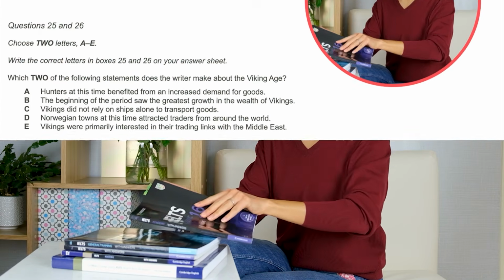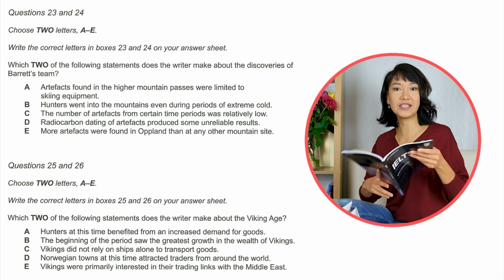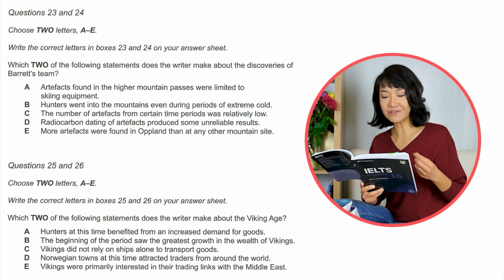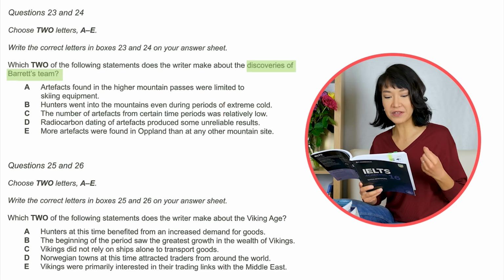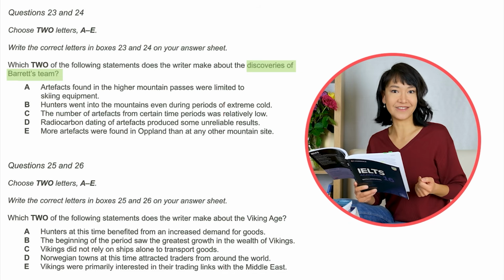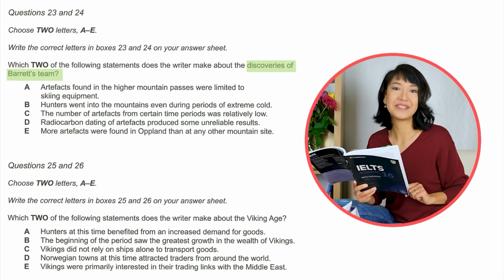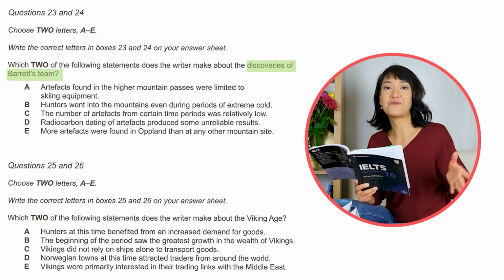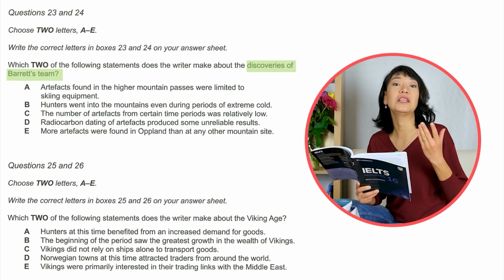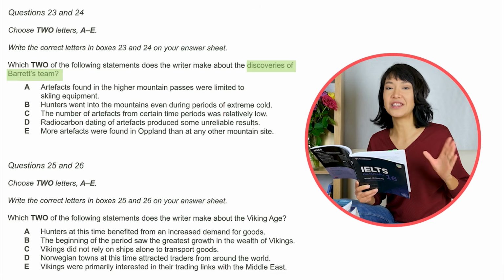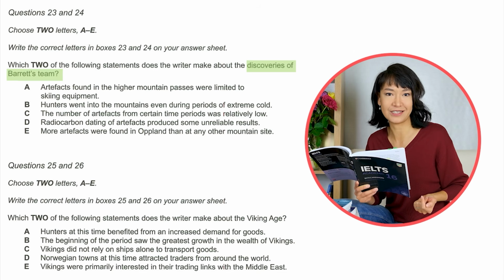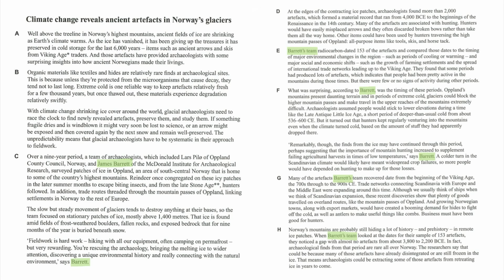Let me show you. Have a look at this question, just the question itself. Which of the 2 following statements does the writer make about the discoveries of the Barnett's team? The surname will help us locate the answer, right? Not quite. By the time you get to this question, you've already solved a set of matching sections questions, so you've read the passage. And if you were following my advice, you've highlighted the keywords in the text. Names, dates, names of theories, and so on. So here is the passage and our keyword.